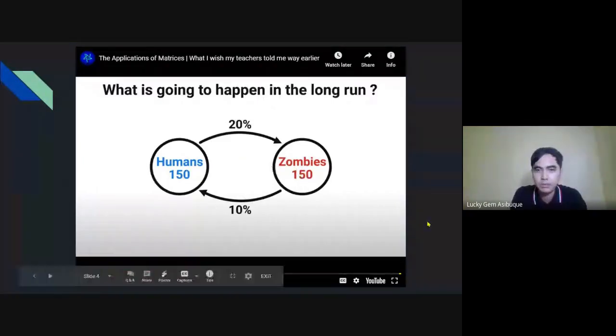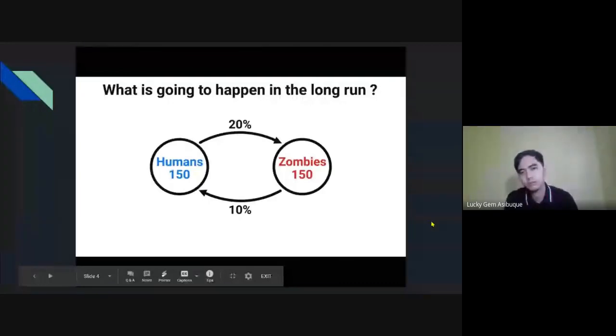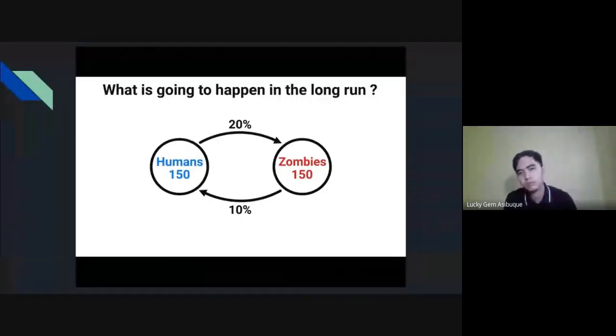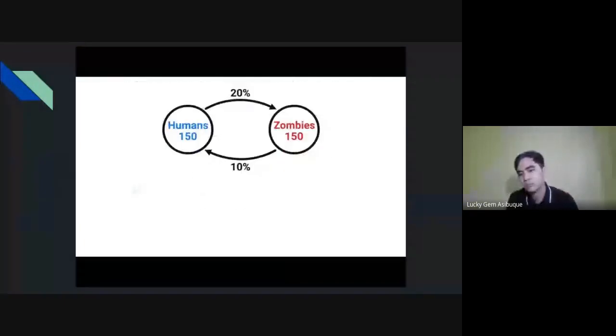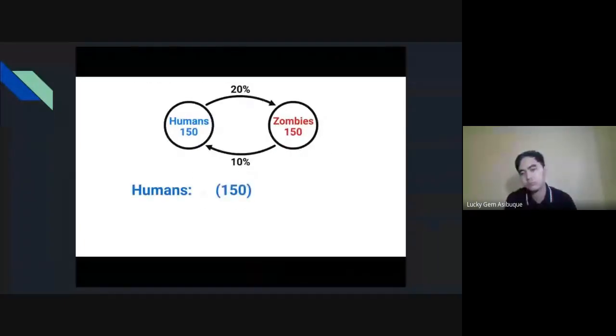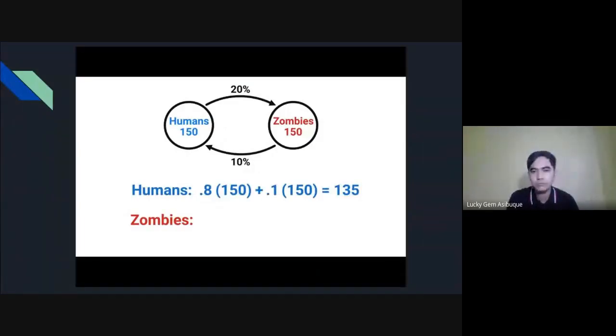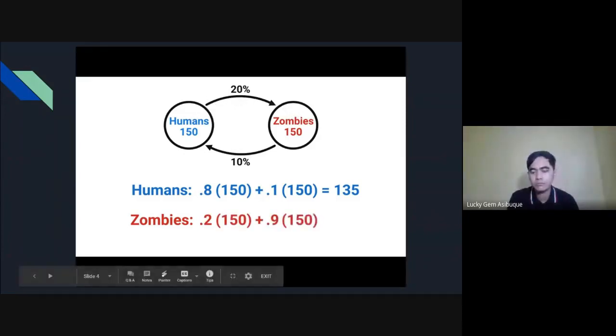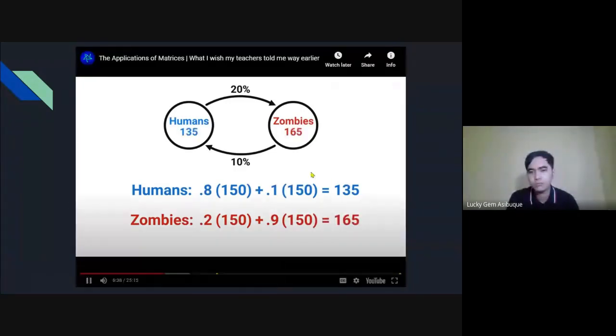Now we're going to assume the changes happen in discrete intervals at the hour. So let's see what happens in the first hour. For the humans of the 150 starting out, 80% of them are going to stay human or not become infected. But we also have to add the 10% zombies that become cured and turn back to human. This leaves us with 135 humans after that first hour. It went down just a bit. For the new total of zombies, we would take the 20% of humans that got infected, plus the 90% of the 150 zombies that are not cured, giving us a total of, of course, 165 since these two numbers add together.